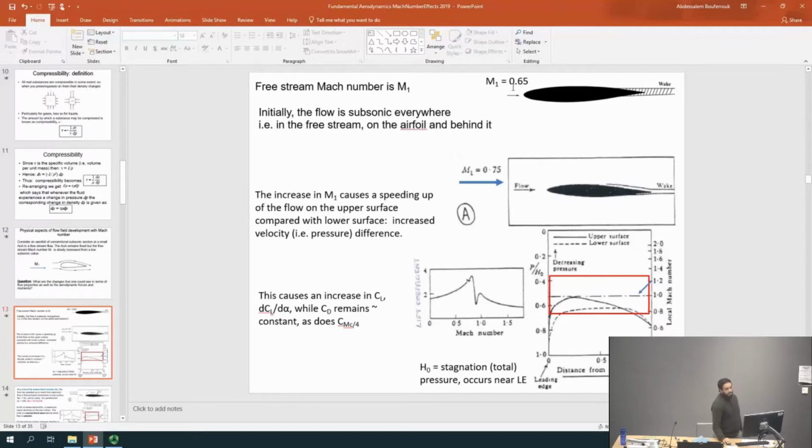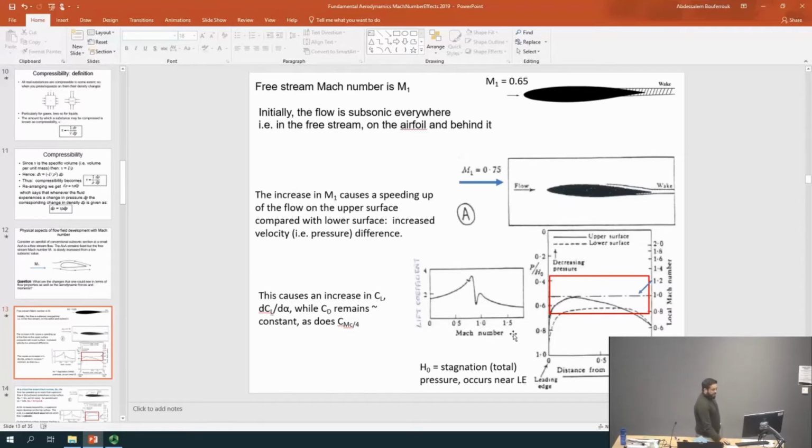Now we move from 0.65, let's say, to 0.75. What you will see as the speed increases is that the speed-up effect on the upper surface and the slowing down on the lower surface will increase, which means you're getting more lift. From 0.65 to 0.75, clearly there are no shock waves yet, but surely as you increase the speed, you should get more lift.